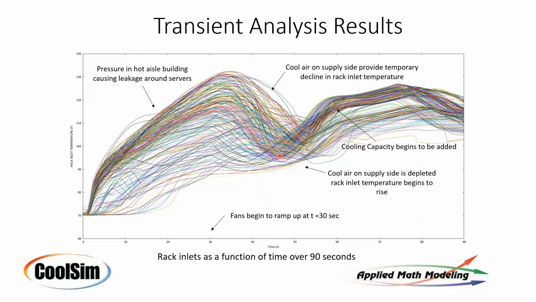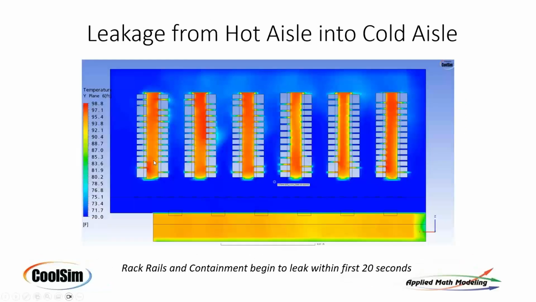So it comes down, cool air is depleted, it starts going back up again. And here, cooling capacity begins to be added, and at 80 seconds, we get to a peak, and this tail is quite long to get that system back down. This is a 90-second plot. And this is what it looks like.